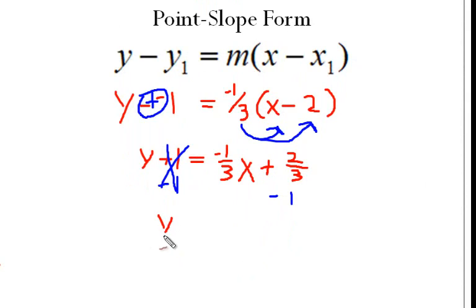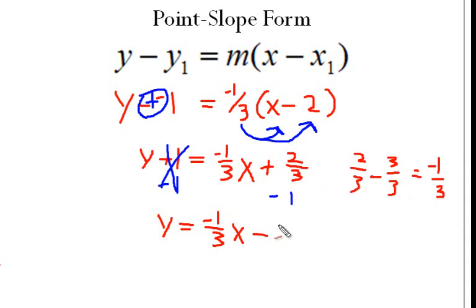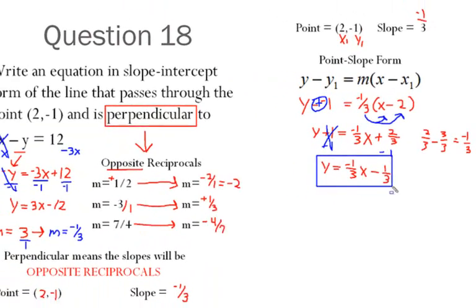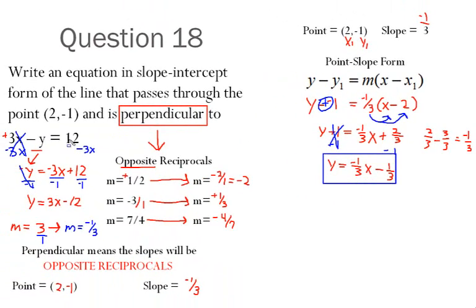And you'll get left with y equals negative 1/3 x plus 2/3 minus 1. You could think of this as 2/3 minus 3/3. And that will give us negative 1/3. So this is our answer. This equation is perpendicular to this equation because the slope is the opposite reciprocal and it goes through this point.